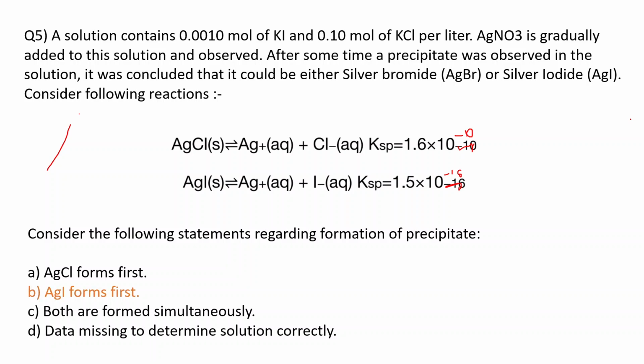We'll see the solution now. So the answer is AgI because it has a higher log Ksp value. So log Ksp will be higher, right? So it will be formed first.